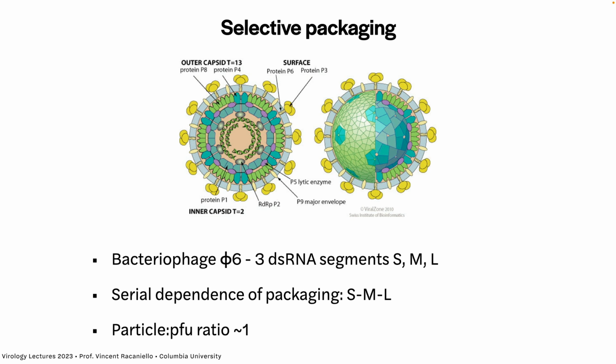And then the next one, the M, only goes in if S is present. And then finally, the L goes in only if M is present. So it's a serial dependence of packaging. And this apparently works really well because the particle to PFU ratio of this virus is 1, which means that almost every particle built in an infected cell is infectious. So this idea of this serial packaging probably gives you a lot of particles with the right number of segments and not some with the wrong numbers, for example.